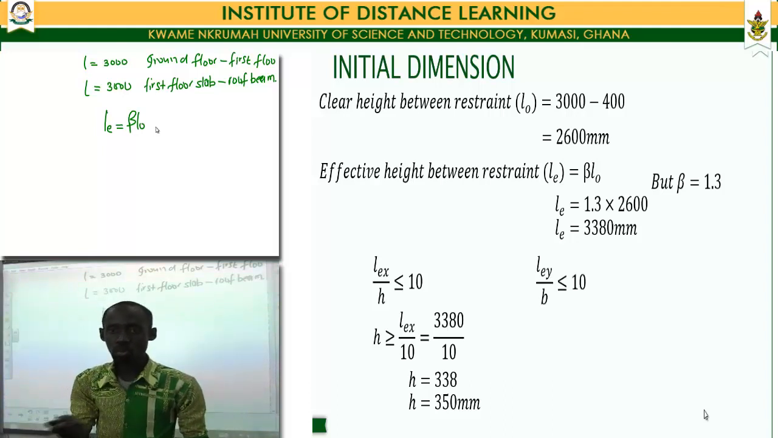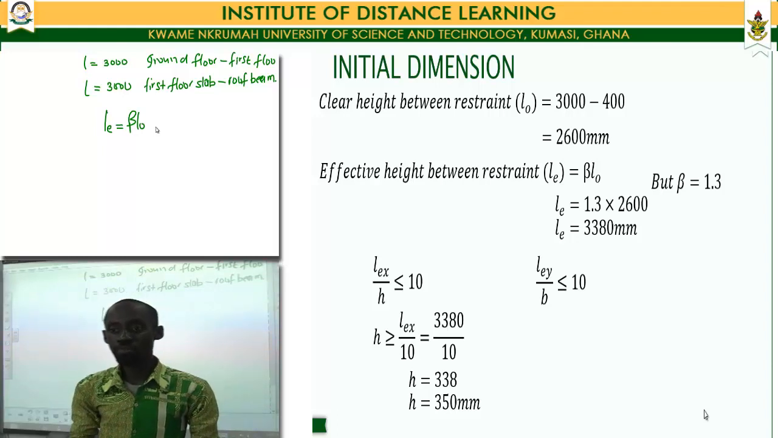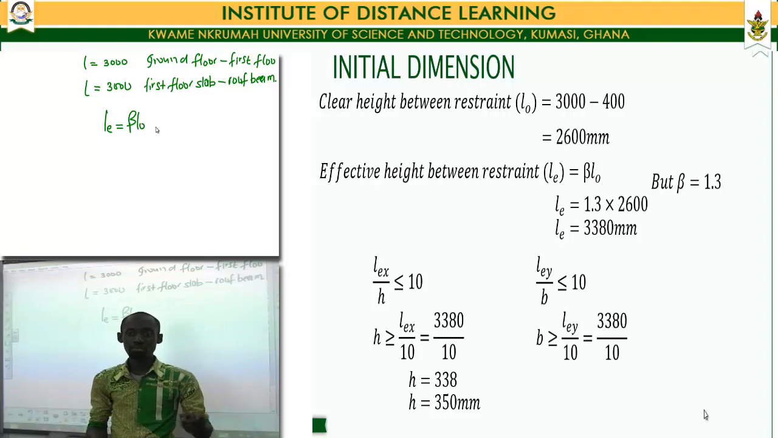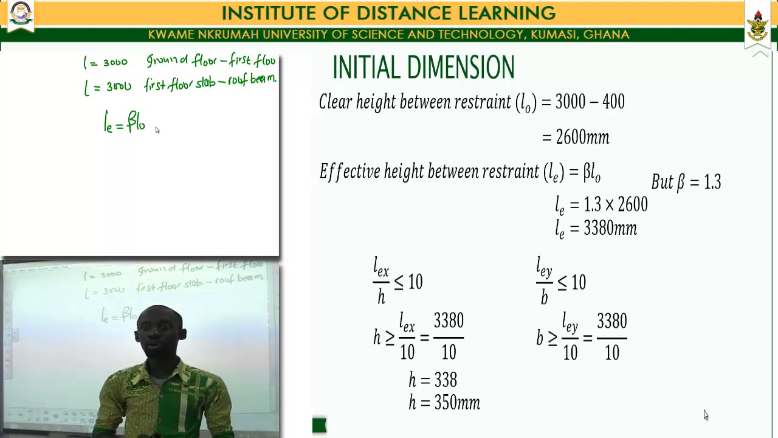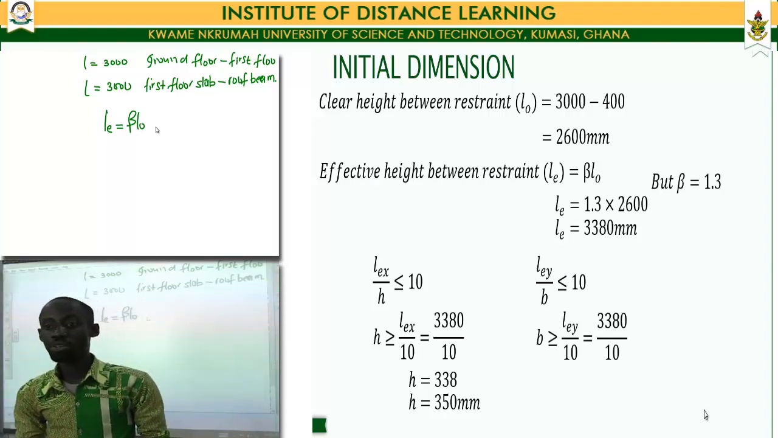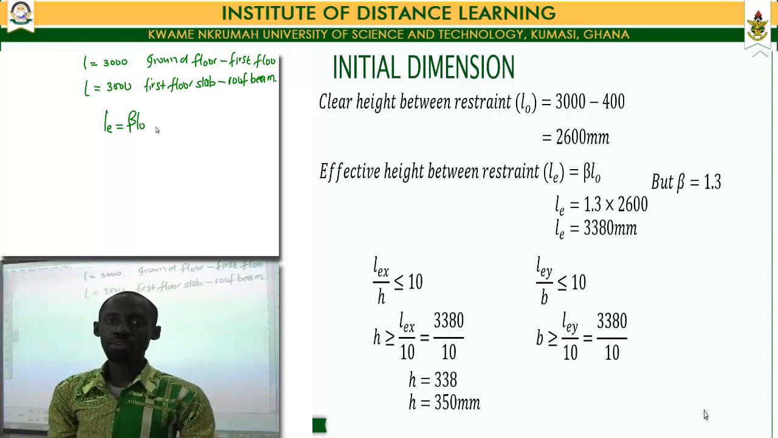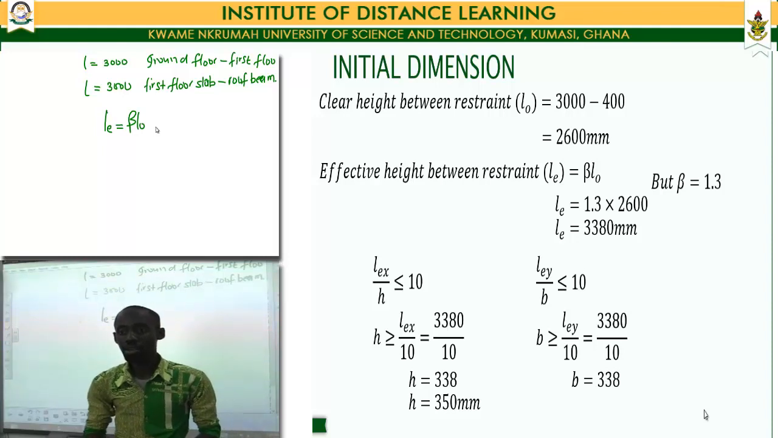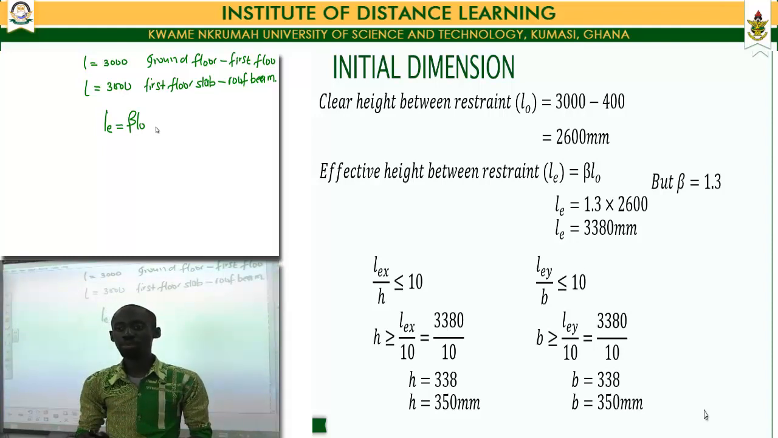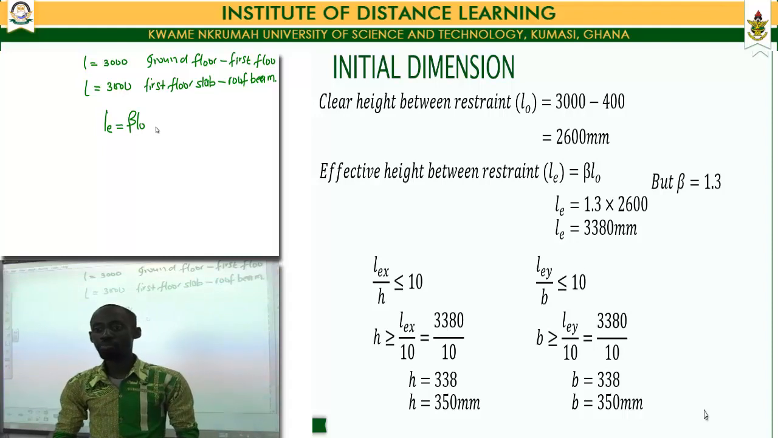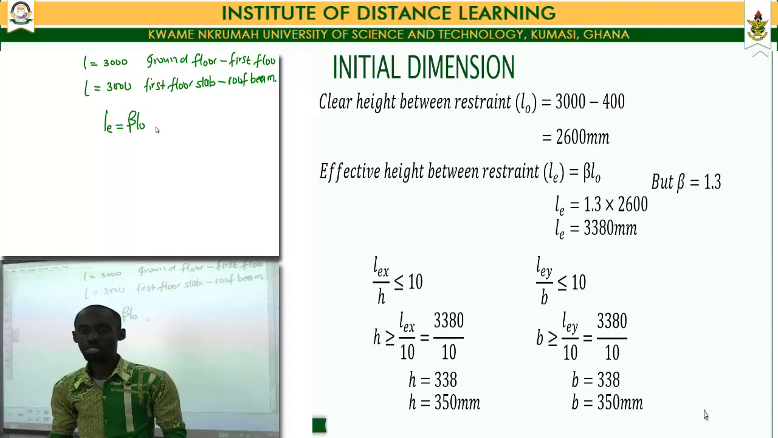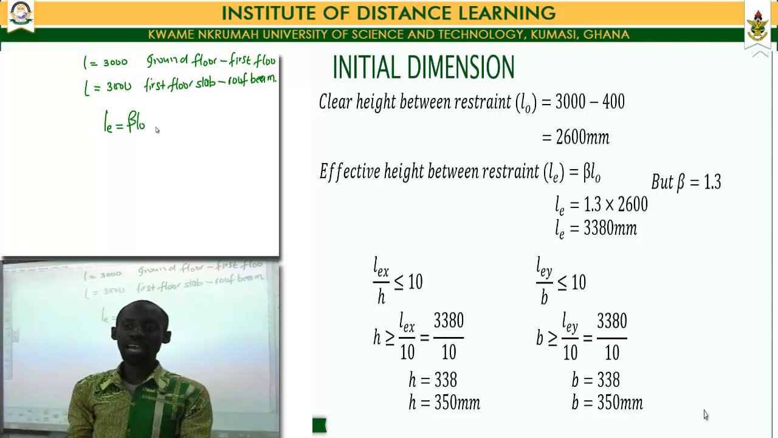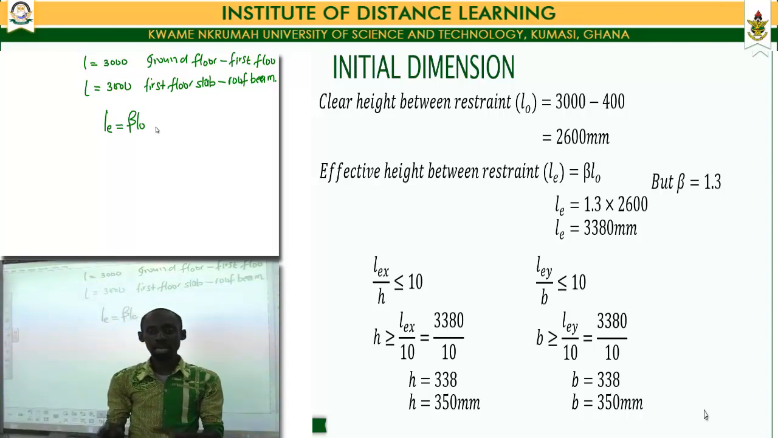Now moving forward to the Y direction, our LEY over B should also be less than or equal to 10, since we are doing a short braced column design. Also by inequality, our B value should be greater than or equal to LEY over 10, which is 3,380 divided by 10, giving us a B value of 338. That can also be approximated to 350 millimeters. Meaning that when we come to our ground floor level, our column is going to have a dimension of 350 by 350.